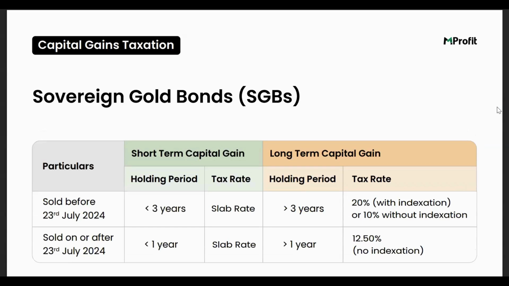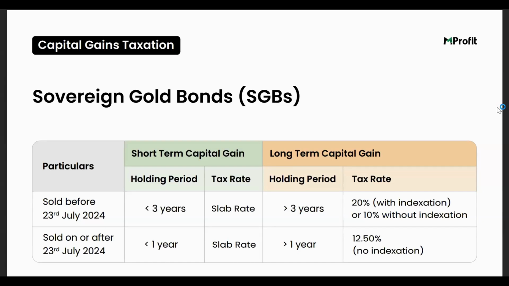So if you're selling the SGBs before 23rd of July 2024, selling it within 3 years from the date of purchase, it will be classified as short term, and the short-term gain will be added to your total income and taxed as per your income tax slab rate. If you are selling it post completion of 3 years, it will be long term. If you want to take benefit of indexation, the tax rate will be 20%, and without indexation, the tax rate will be 10%. Scenario 2, if you are selling the SGBs on or after 23rd of July 2024.